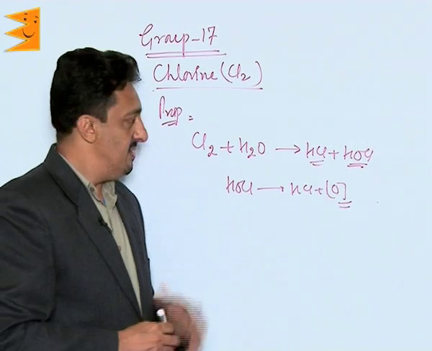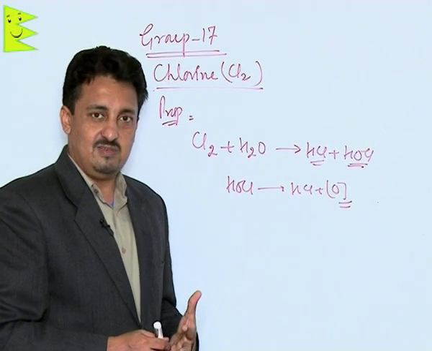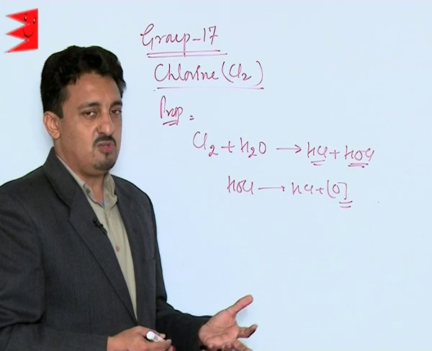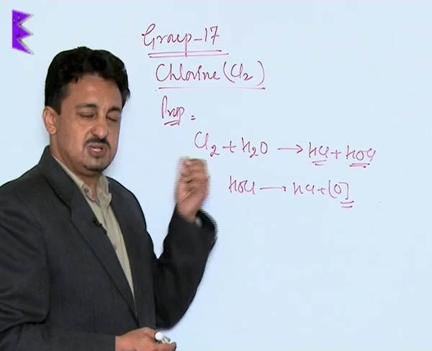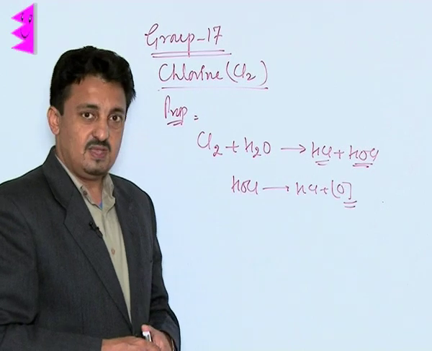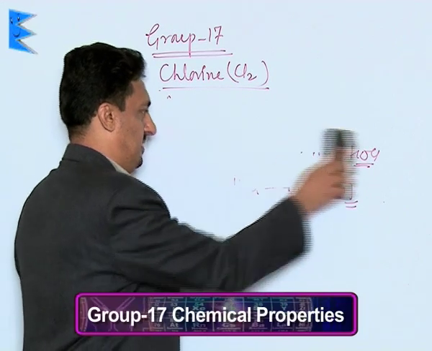That is why this chlorine, because of this nascent oxygen, is also used as a germicidal and fungicidal, or as a disinfectant in swimming pools and elsewhere. And we also use chlorine tablets in drinking water, basically because of this reason. Now let us see its other chemical properties.